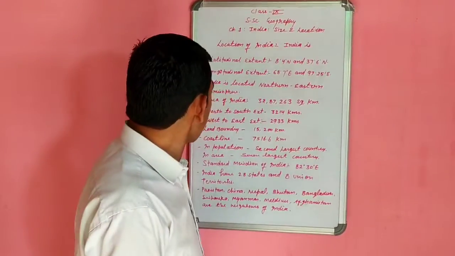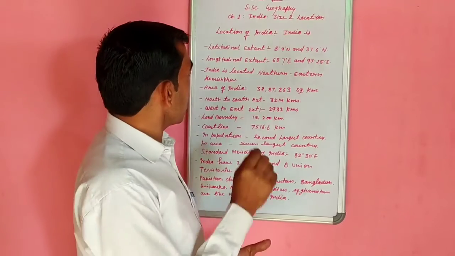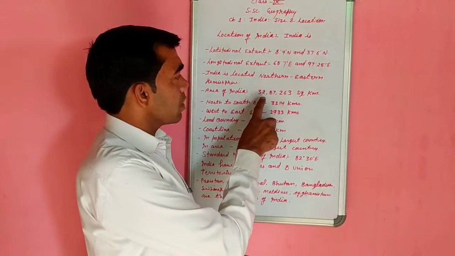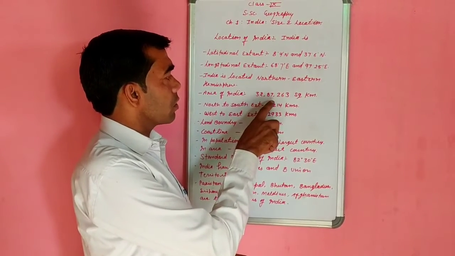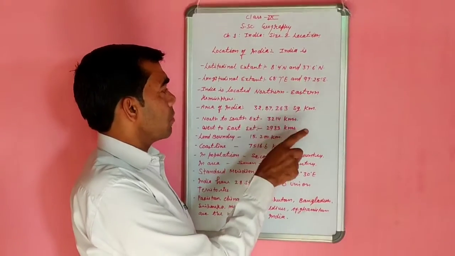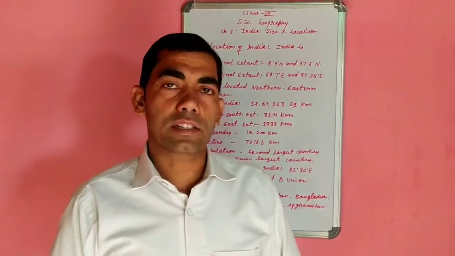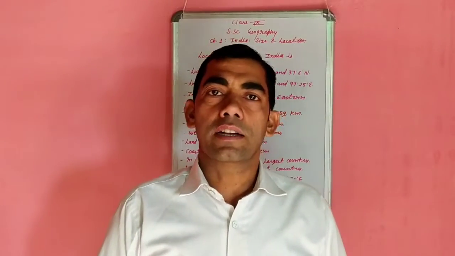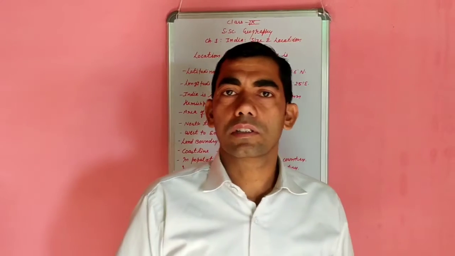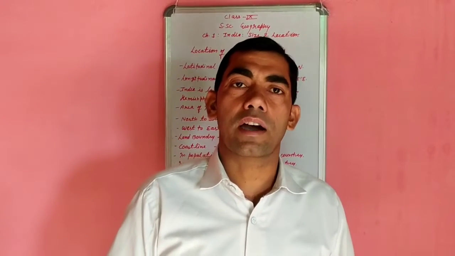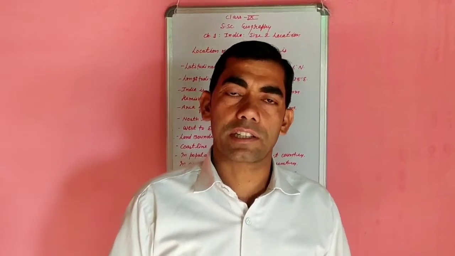Next, area of India. The total geographical area of India is 32,87,263 square kilometers. It includes all the 28 states and 7 union territories and other parts. Now, from 2020, there are 8 union territories in India and 28 states.